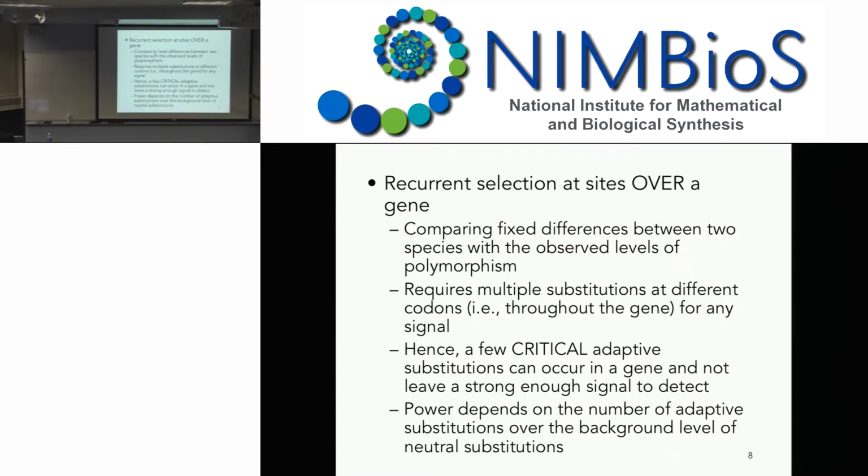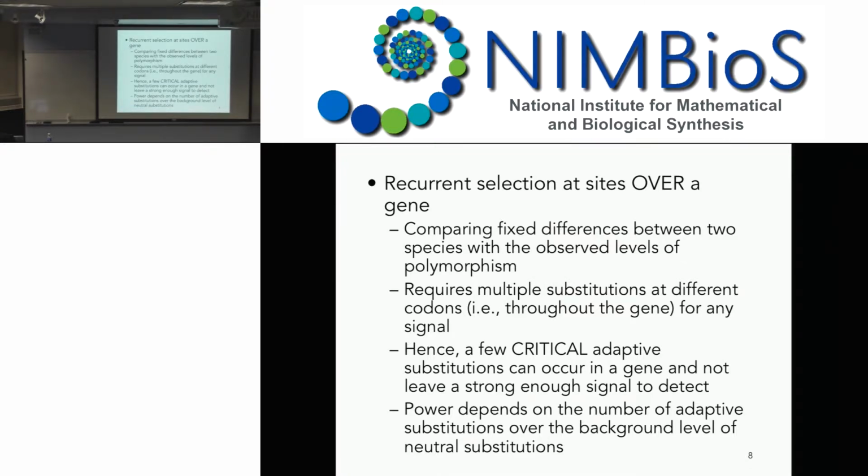This is slightly different. This is saying I have a gene. I've got two species. I look at the gene in species 1, the gene in species 2. Do I see an excess of substitutions across that gene between the species? So I look at fixed differences between species, and I usually compare that with a level of polymorphism. That adjusts for differences in mutation rate. Those are the HKA and McDonald-Kreitman tests we'll talk a lot about.